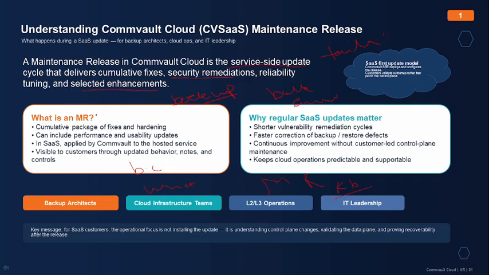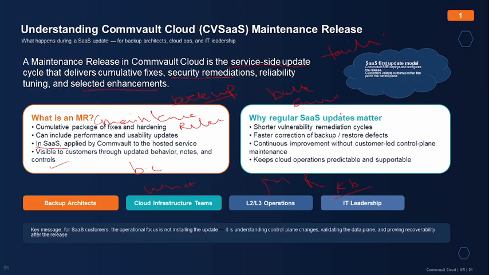So what is MR? MR is nothing but a maintenance release: a cumulative package of fixes and hardening that can include performance and usability updates. In SaaS, it is applied by Commvault to hosted services, visible to the customer through update notes and controls. Here we are going to discuss what we need to check post update.